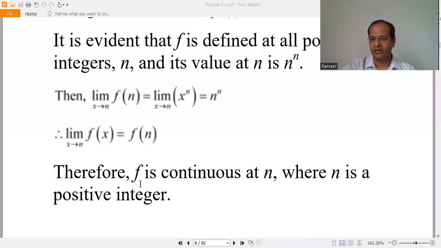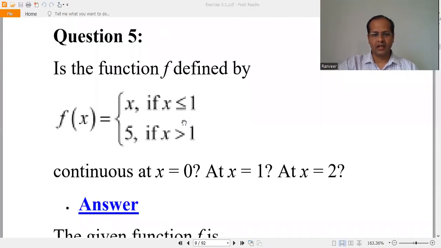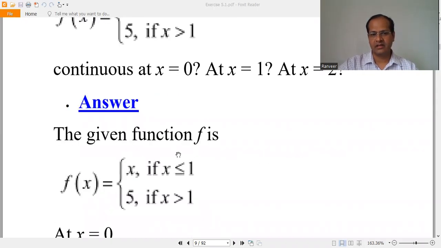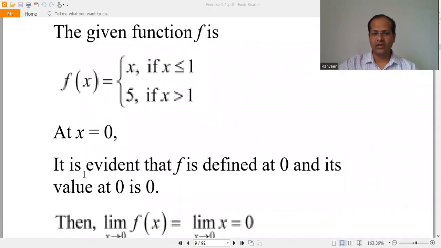So the function is continuous at n, where n is a positive integer. Now question number 5, where the function is defined. In this type of question, continuity at x equal to 0 is not given here. So definitely we can say that the given function is continuous at x equal to 0.